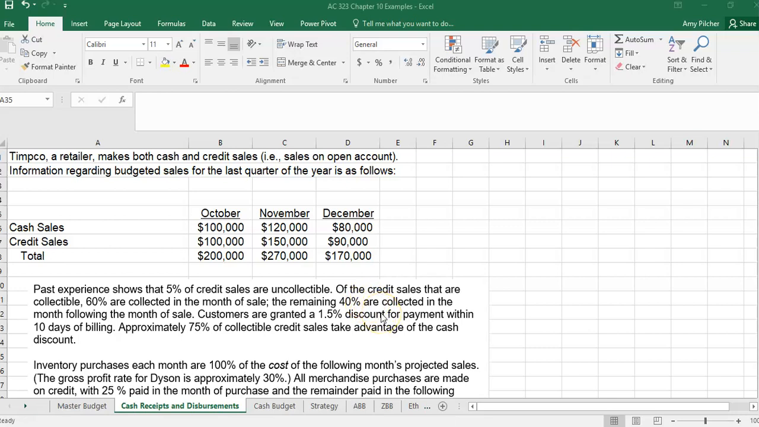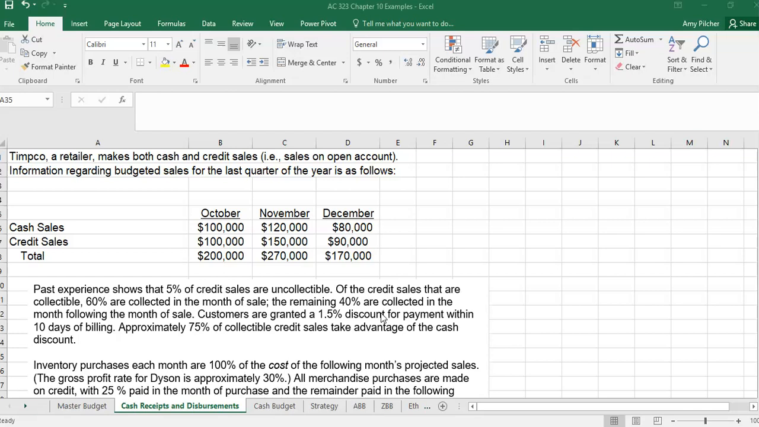In this example, we're going to look at budgeted cash receipts and disbursements for a company. So we have a lot of information about this company. We have what the cash sales were for 3 months, what our credit sales are for 3 months. And then we're told that past experience shows that 5% of our credit sales are uncollectible. And of the 95% of credit sales that are collectible, 60% are collected in the month of sale, and the remaining 40% are collected in the month following the month of sale.